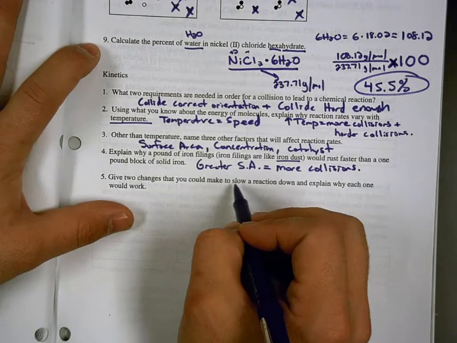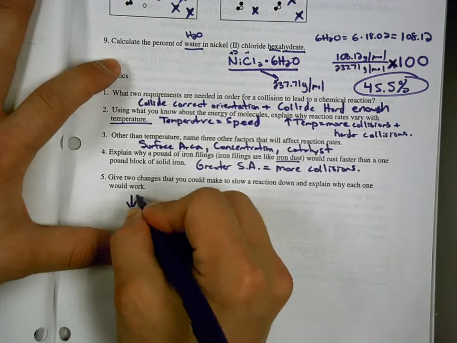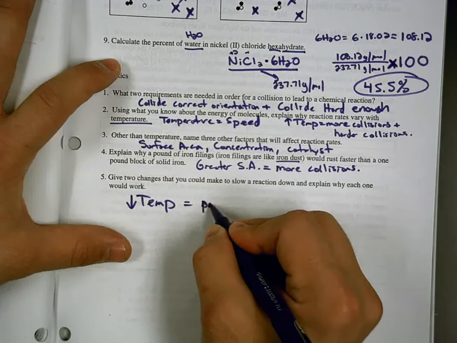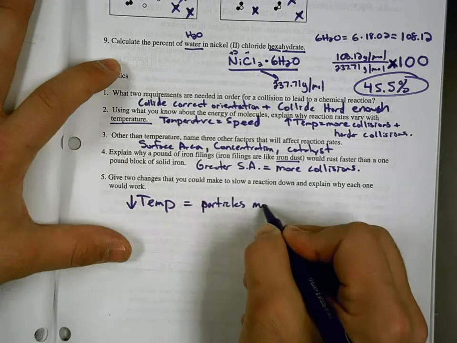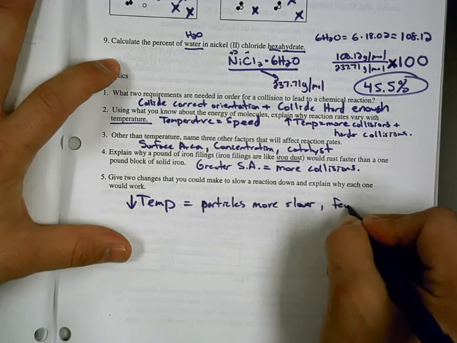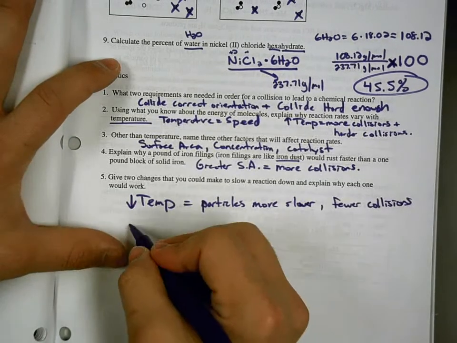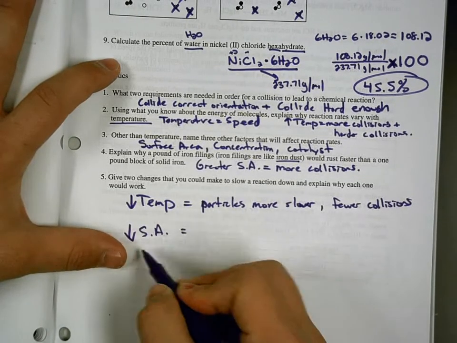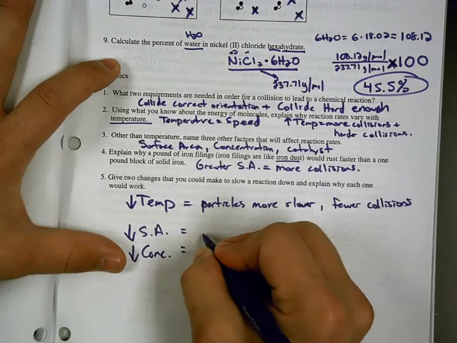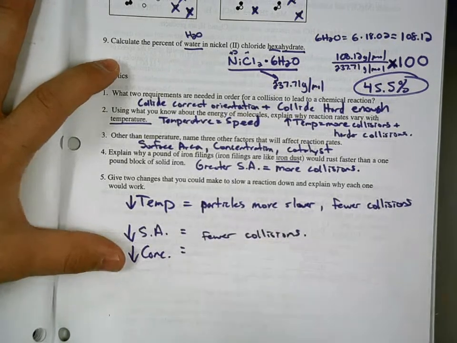Last question. Give 2 changes you could make to slow a reaction down and explain why each one would work. If you want to slow a reaction down, I would decrease the temperature, because that means molecules are moving slowly, or particles are moving slowly. And if particles are moving slower, there's going to be fewer collisions, and also collisions with less force. Also, we could decrease surface area or decrease concentration. In both of those situations, again, all you're doing is making fewer collisions between the reactants.